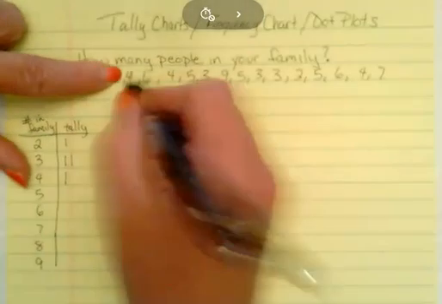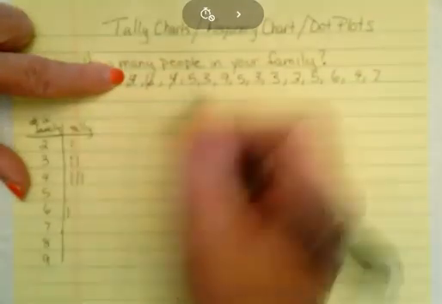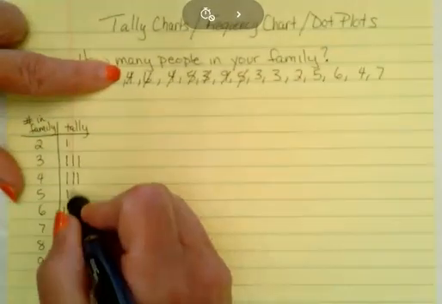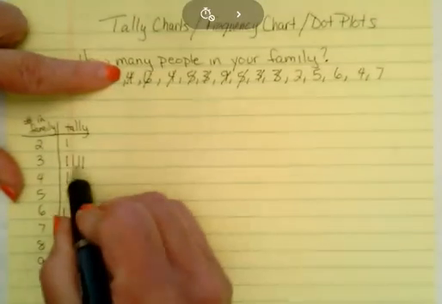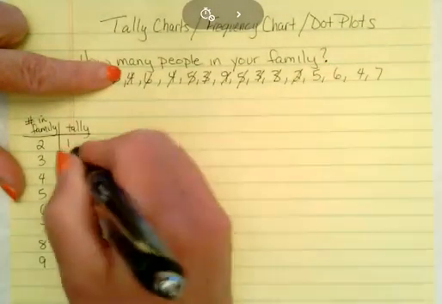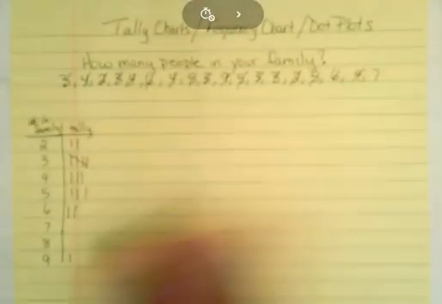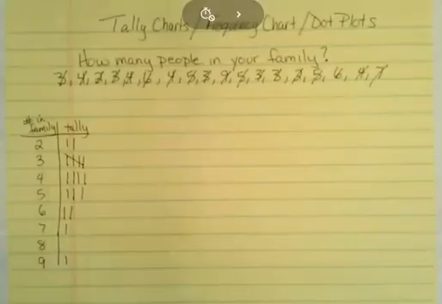That's a 3, 4, 6, 4, 5, 3, 9. I'm doing it slowly because I don't want to miss any of them. 3. Oh, I have another 3. So when you do tallies, you do 1, 2, 3, 4, and you cross over on the 5th one. Okay. 2, 5, 6, 4, and 7. Okay, so that's my tally chart.